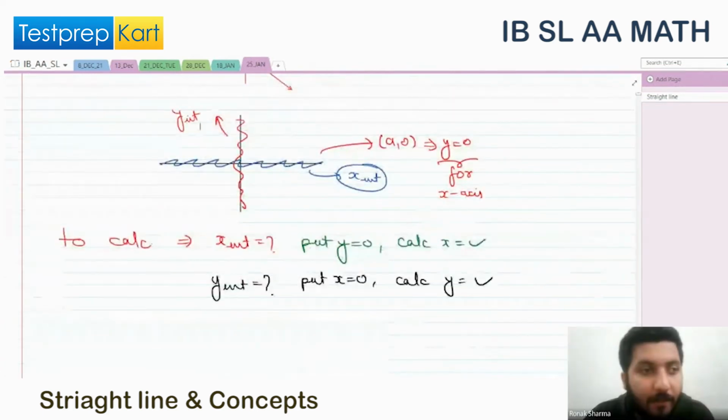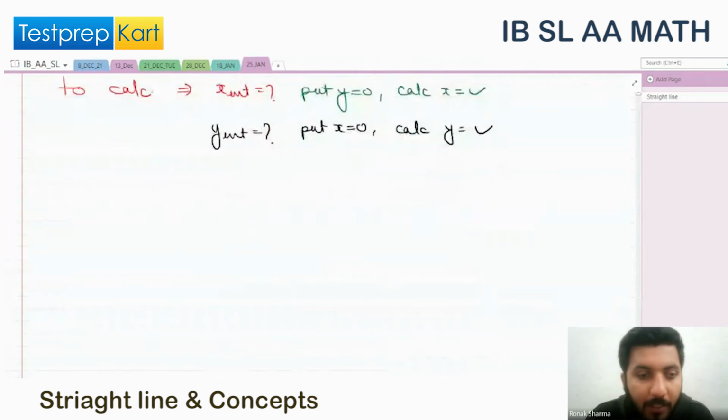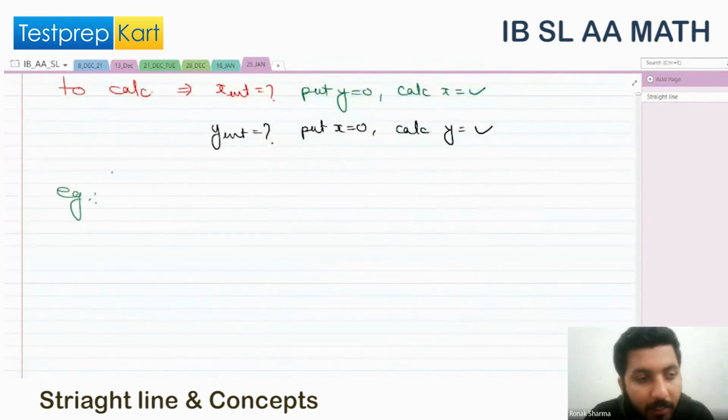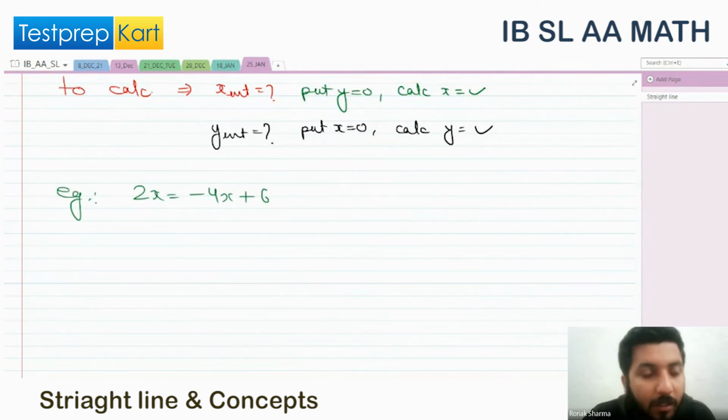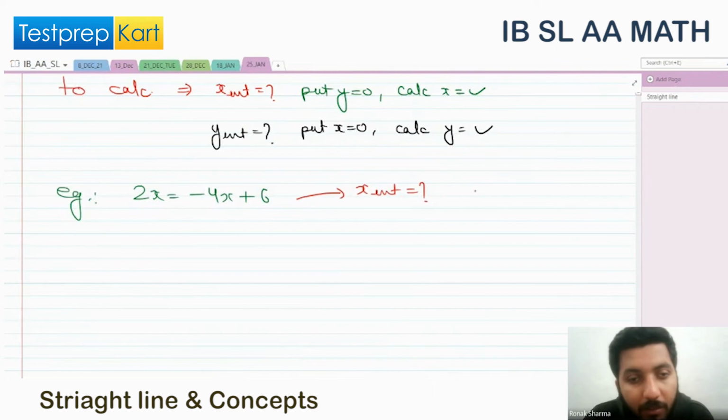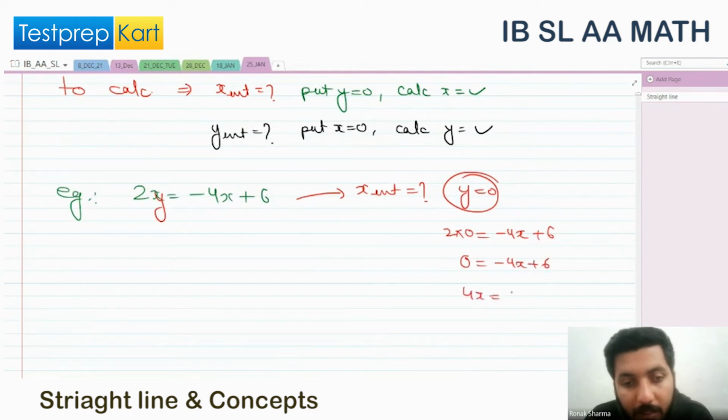So let's say I give you one equation, first example, then I'll ask you a question. Let's say the example is 2y equals minus 4x plus 6. So what will the x-intercept be? To calculate the x-intercept, put y equal to 0, right? So I'll get 2 into 0 equals minus 4x plus 6. So basically 0 equals minus 4x plus 6, or 4x equals 6. So x equals 6 by 4, that is x equals 3 by 2.